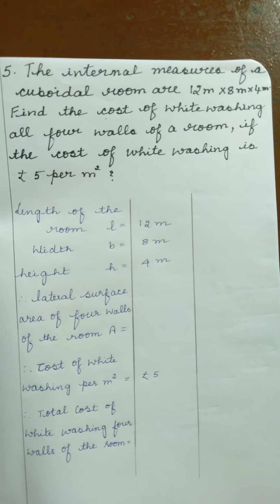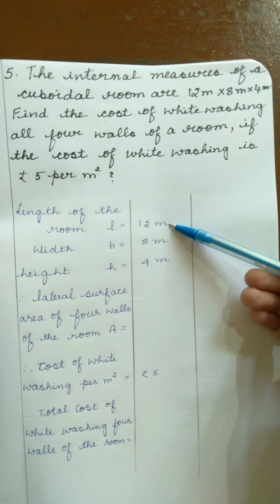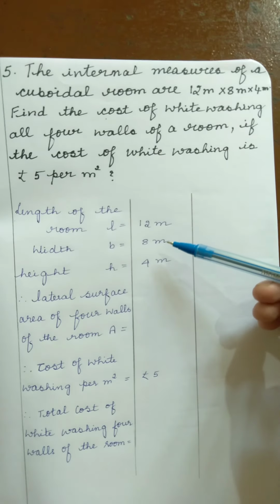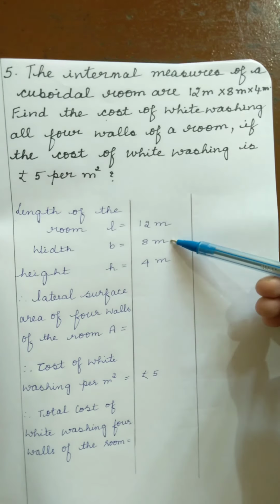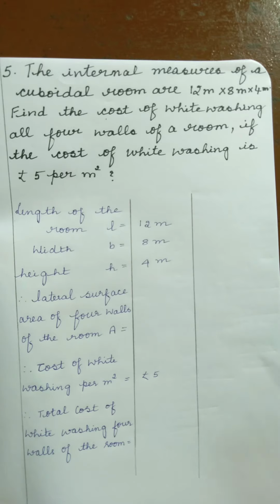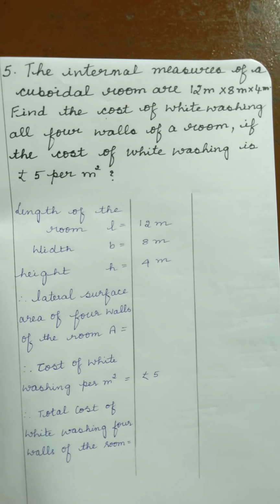That means the length of the room L is equal to 12 meter, the width or breadth of the room is equal to 8 meter, and the height of the room is equal to 4 meter. Find the cost of whitewashing all 4 walls of the room if the cost of whitewashing is rupees 5 per meter square. In this problem, they have not given whether to find the lateral surface area or the total surface area of the cuboidal room.